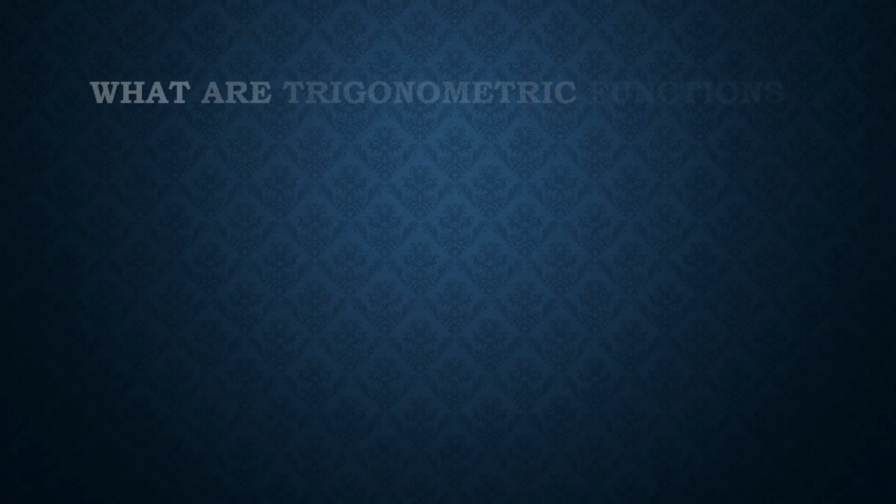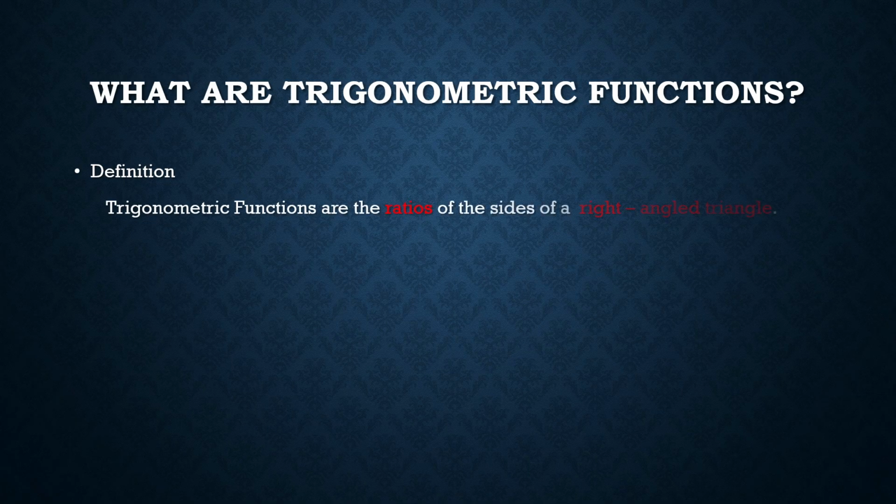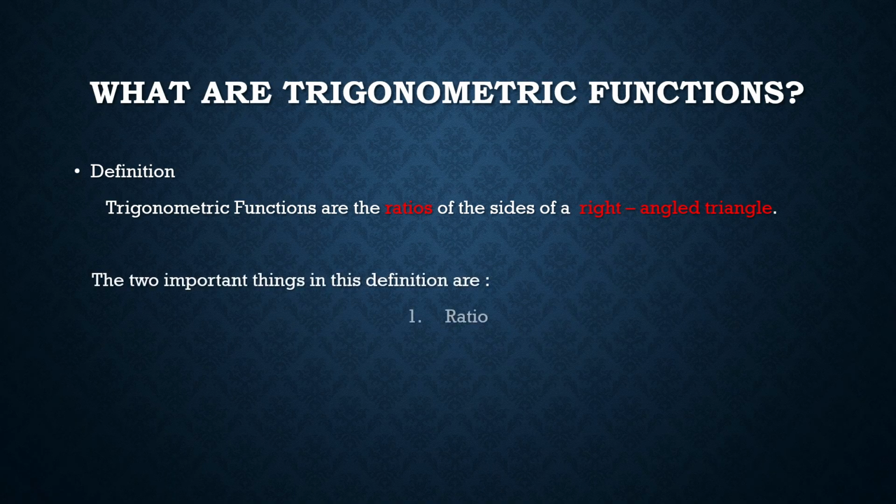Now the question is, what are trigonometric functions? The definition is very simple. Trigonometric functions are the ratios of the sides of a right-angled triangle. There are 2 important things in this definition. The first important thing is ratio, and the second important thing is a right-angled triangle. This means trigonometry works with the ratios of the sides of a right-angled triangle. So remember these 2 important words: ratio and right-angled triangle.